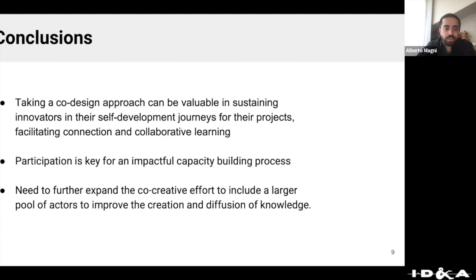So this stresses an important aspect, which is the importance of further exploring how to build collaborative learning infrastructure environments for urban transformations that are really capable of involving a larger pool of actors. So in this, we see as relevant the enabling role of design and especially co-design in supporting collaborative processes that can develop learning infrastructure capable of expanding continuously and really fostering the creation and diffusion of knowledge for urban transformation.